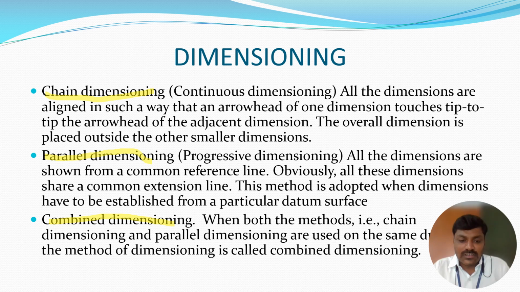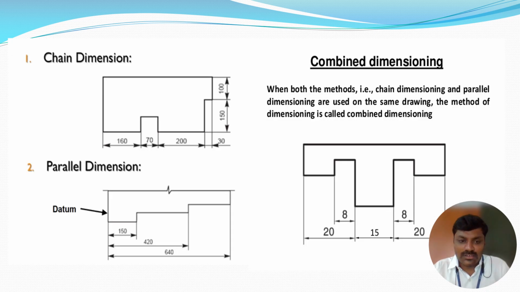This method is adopted when the dimensions have to be established from a particular datum surface. Combined is chain and parallel dimensioning. When both are combined and used, it is called combined dimensioning. In this drawing you can clearly understand what is meant by chain dimensioning, parallel dimensioning, and combined dimensioning.